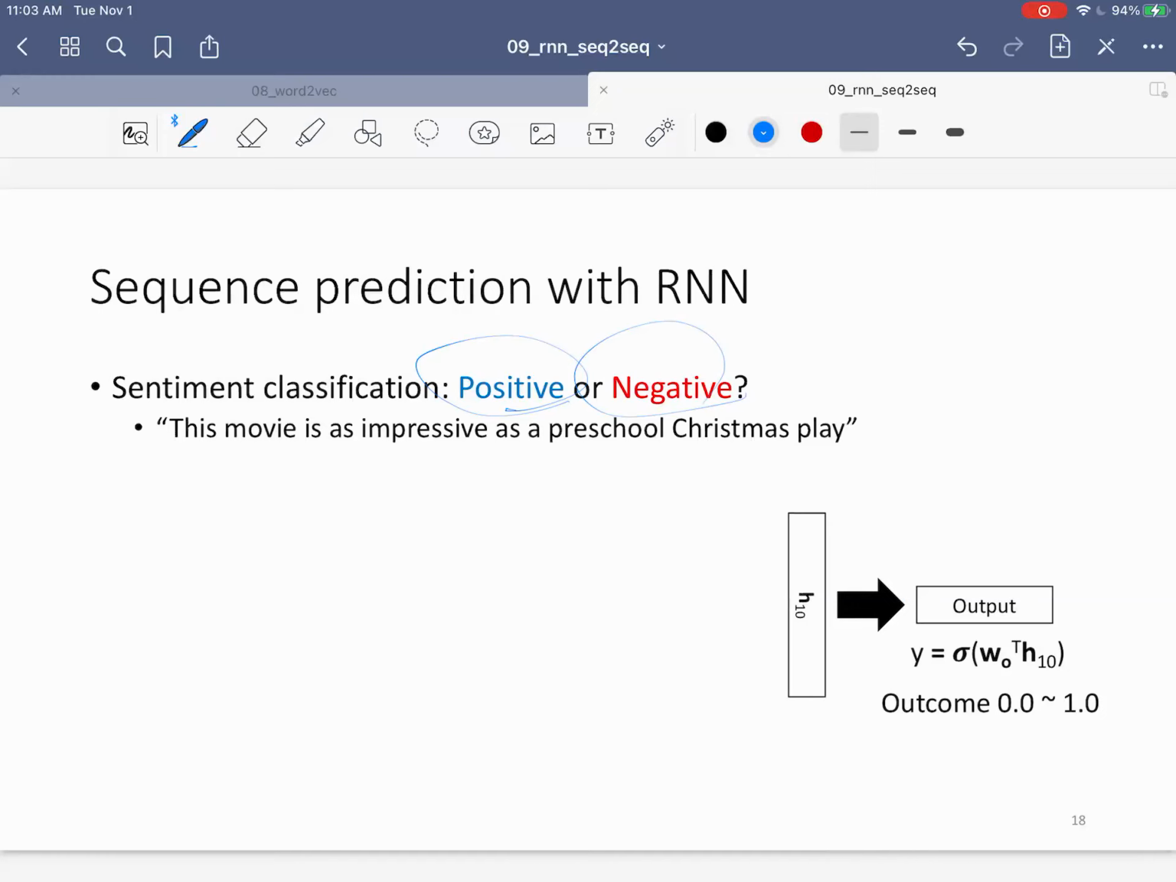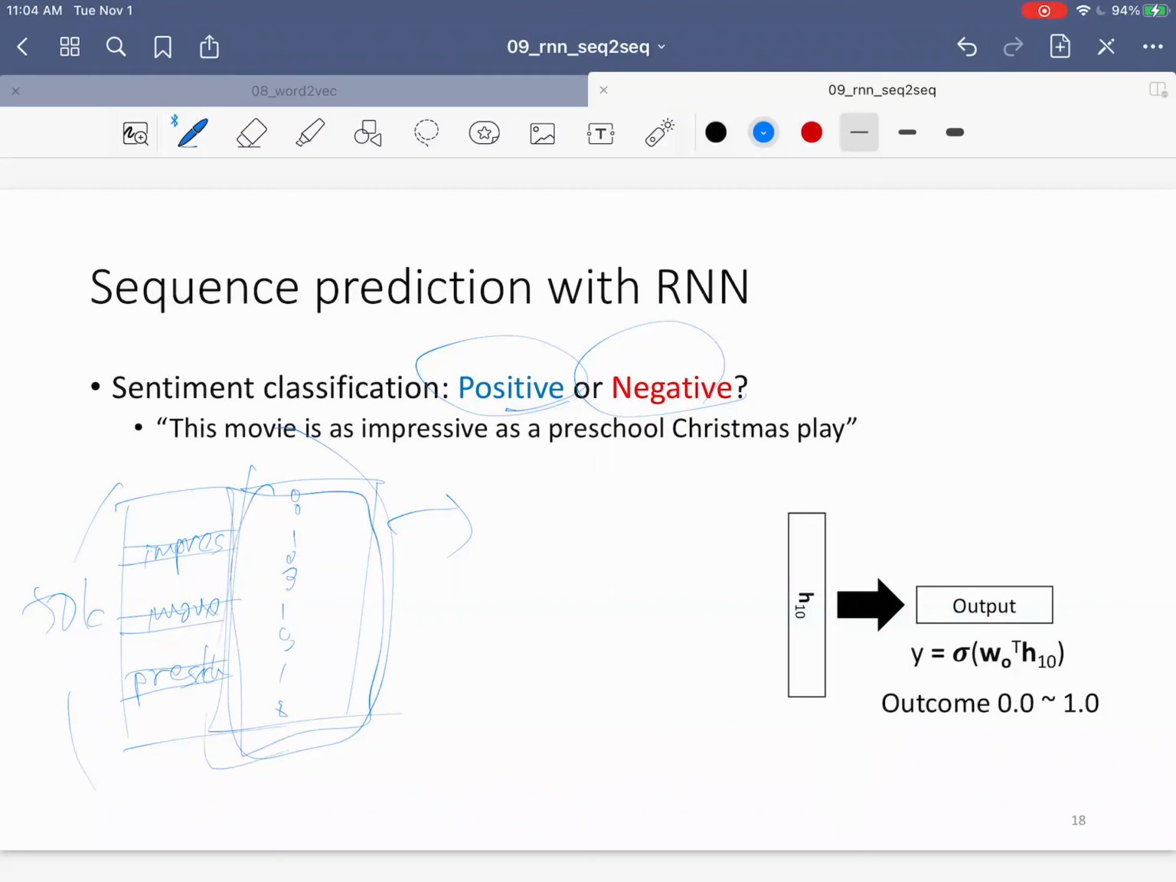So if you think about it, before, what we used to do is that we had a 50,000 dimensional vector, and somewhere it's "impressive," somewhere it's "movie," somewhere it's "preschool," and then you had a corresponding number, like how many times. It's once, with a lot of zeros in the neighborhood. And then using this counting vector, we would do classification using support vector machine or random forest or logistic regression, whatever. So this counting vector is the sentence representation.